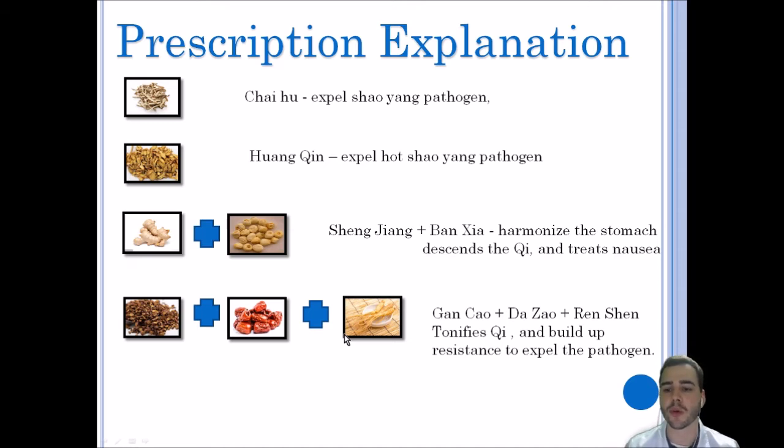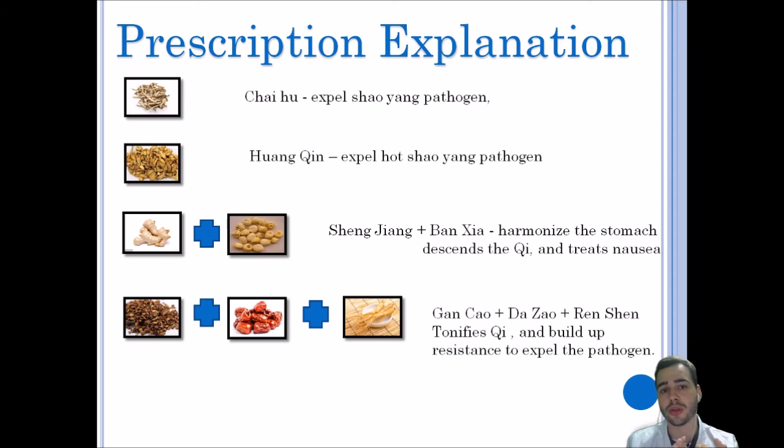What we want is to build up resistance to expel the pathogen. You can understand it as boosting your immune system. We want to give all the strength we can to expel that pathogen. Remember, the pathogen is there because you are weak and your body couldn't take away that pathogen. So we are going to tonify the qi, so your body is going to be strong enough.